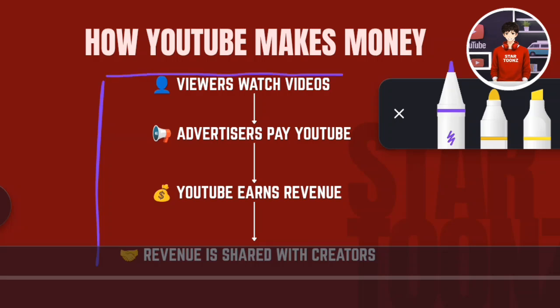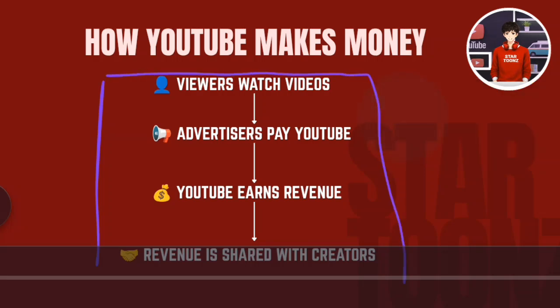This means your job is not simply creating videos. Your job is attracting and holding attention. The more people watch your videos, the more opportunities YouTube has to show advertisements. That is why viewer satisfaction is so important. A video that keeps people watching for 10 minutes is usually more valuable than a video that people leave after 30 seconds. The creators who understand attention usually make more money than the creators who only focus on uploading more videos. Always remember, YouTube is in the attention business, and successful creators learn how to earn attention.